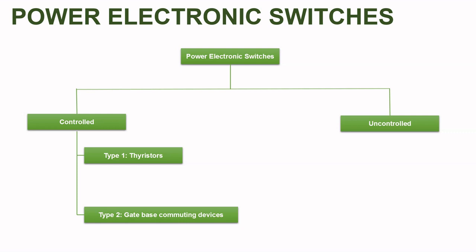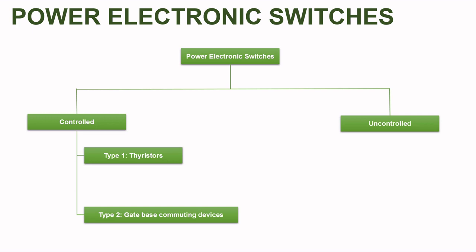Power electronic switches can be classified into two main categories. First is controlled switches and second is uncontrolled switches. Controlled switches are those switches in which the turning on operation or turning off operation or both turning on and turning off operation can be controlled by some electrical or electronic mechanism. Uncontrolled switches are those switches in which both turning on and turning off operation cannot be controlled by any electrical or electronic mechanism.